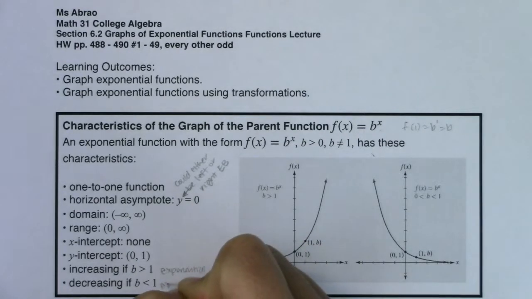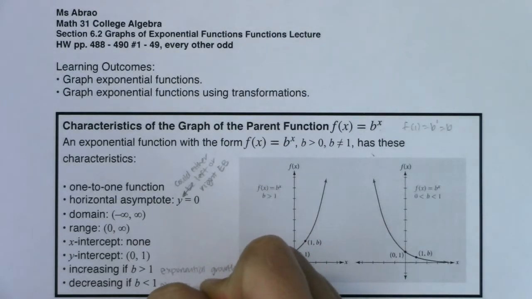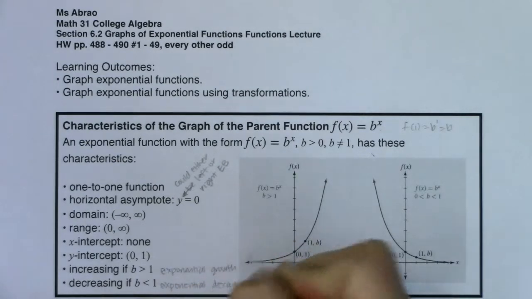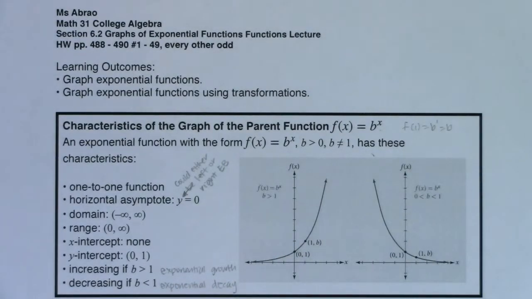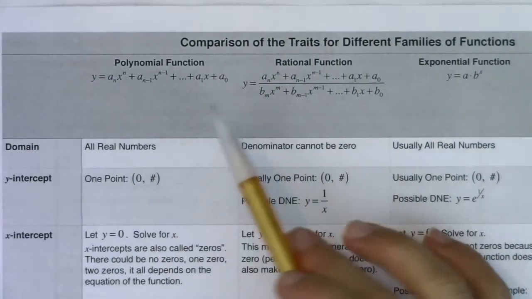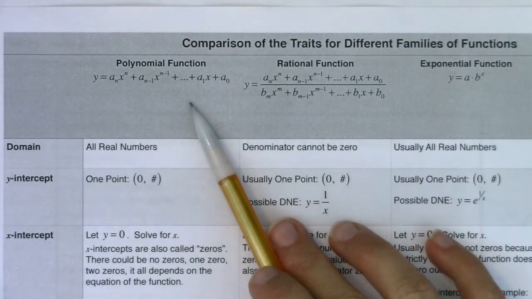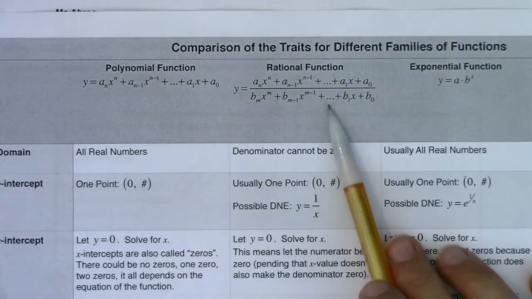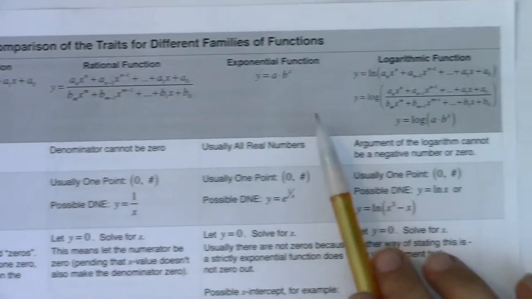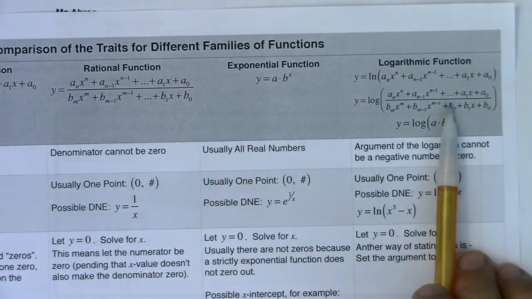And this is exponential decay. We've talked about that in 6.1, so it's playing itself out again in 6.2, all right? And I have those traits on that giant trait table that we've been progressing through. We did polynomials in chapter 5. We did rational functions in chapter 5. We're moving along to exponential functions, and in chapter 6, we're going to do exponentials and logarithms.